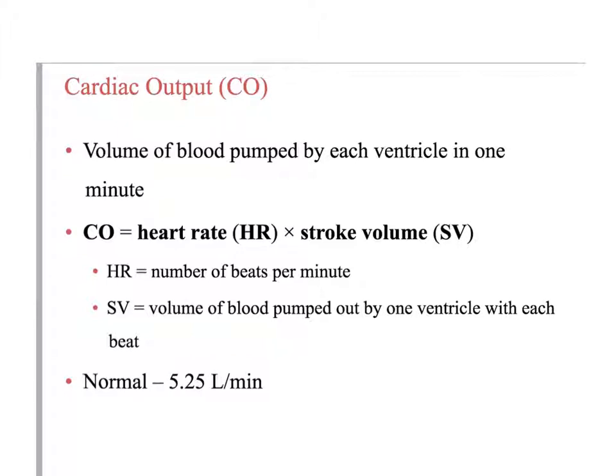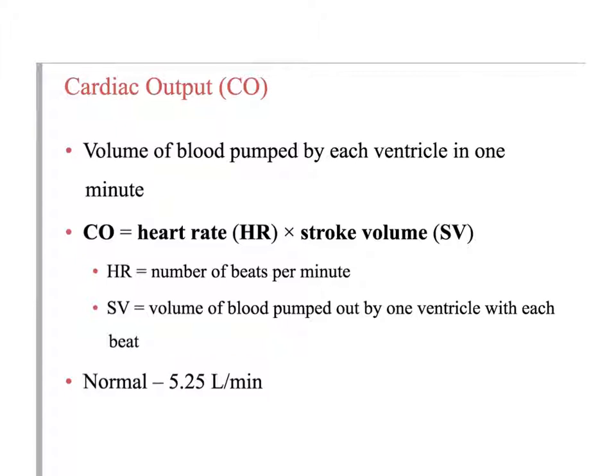Cardiac output depends upon your heart rate, beats per minute, times your stroke volume. Your stroke volume is how much blood is pumped out of the heart every beat. Okay? So, heart rate times stroke volume. Okay? Normal, it's about 5.25 liters per minute. So you're just sitting there. Okay? So if normal is 5.25 liters per minute, how much blood is normally pumped out of your heart every beat? What's normal at rest?